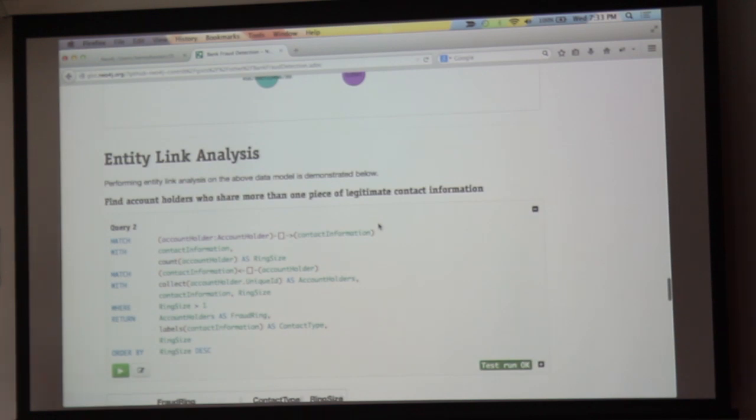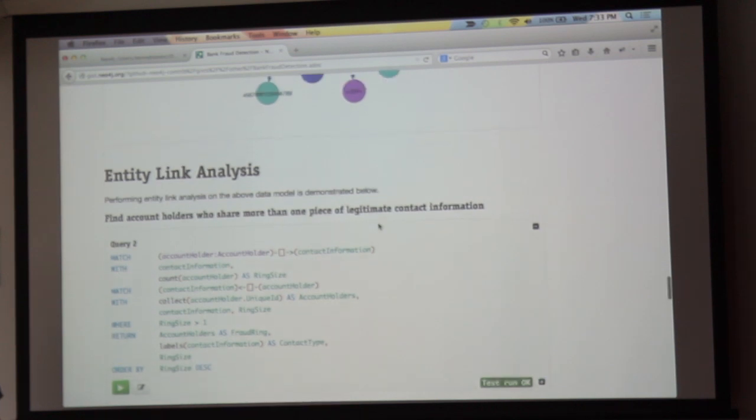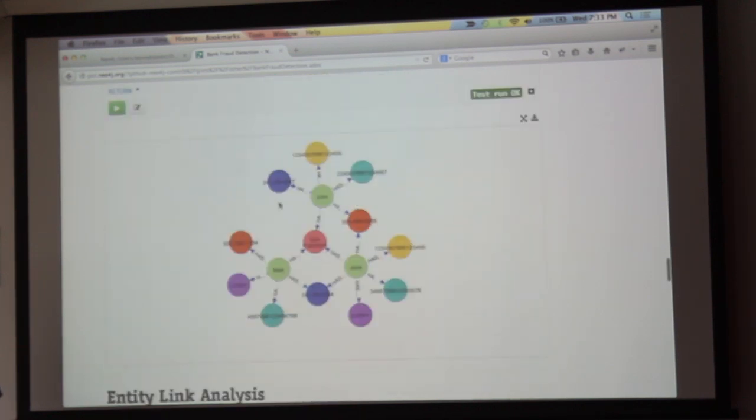So we're allowing you to create this markdown file that renders into this web page that creates a sharded instance of our database in its most current version, and then you can write some queries against that, again included in this markdown file. So here I'm answering the question, I'm saying find the account holders who share more than one piece of legitimate contact information. So you can see that ring here.